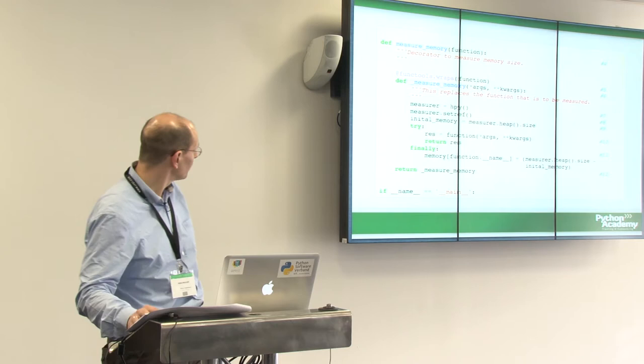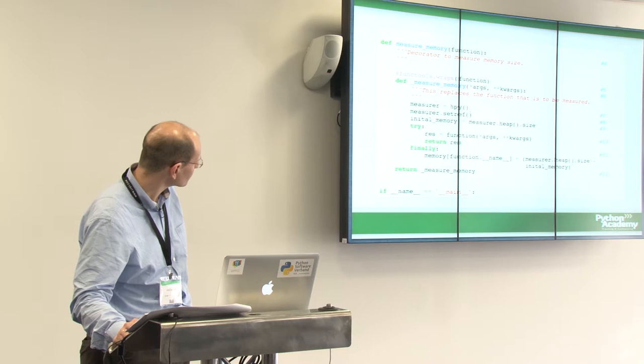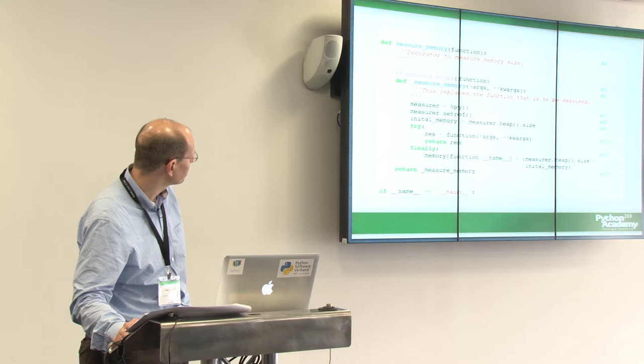So I create an instance of this HPY and set the reference back to zero. That's my initial memory size. Then I call my function and return the result. And at the end, I just store my memory. I put everything in a try/finally, just in case this function throws an exception. I still have the memory, because finally will be called.